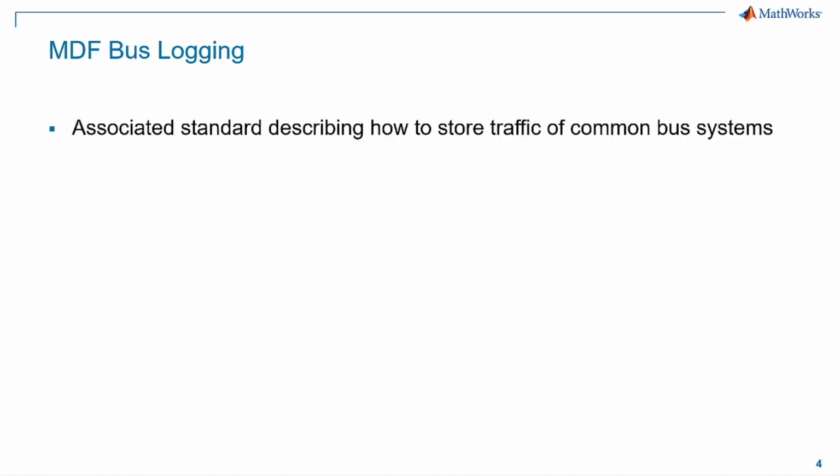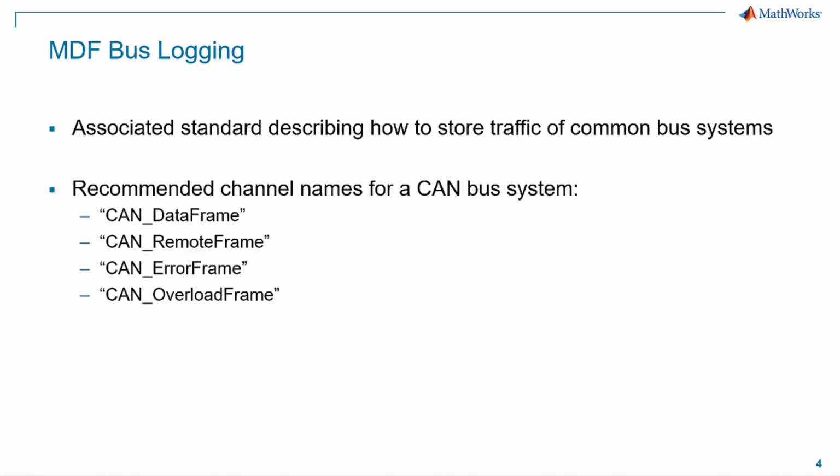MDF is typically used for recording signal values sent over the vehicle network. But in some cases, the communication itself could be the subject of interest, which means the bus traffic can be recorded by data loggers for later evaluation. The data loggers should follow the rules defined by the bus logging standard so that logged data can be exchanged among different tools. For a CAN bus, the recommended channel names are CAN_frame type.